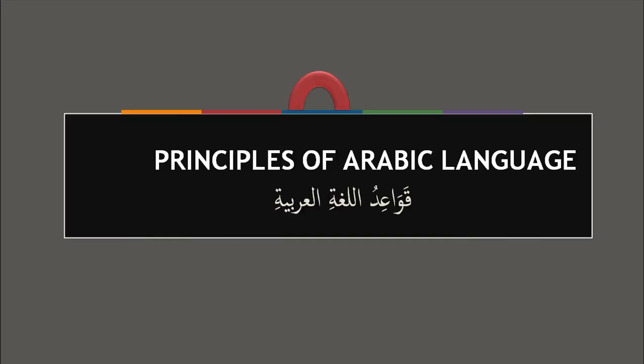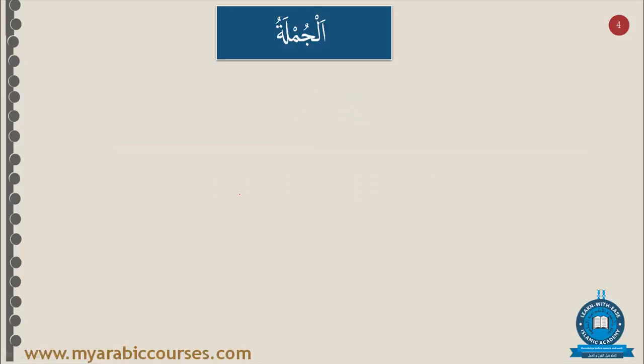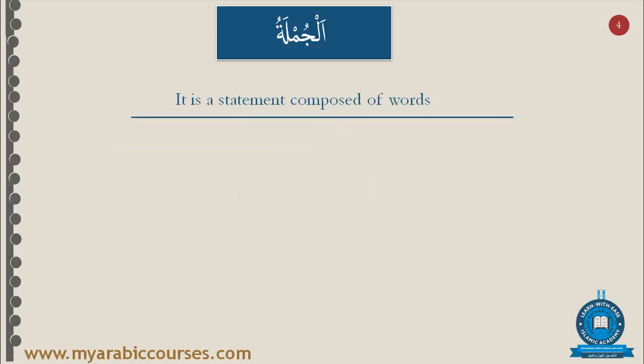قواعد اللغة العربية. So in this lesson, we are going to start with Al-Jumlah. Repeat after me. Al-Jumlah means sentence in Arabic language. I'm going to start with the definition of sentence. It is a statement composed of words.